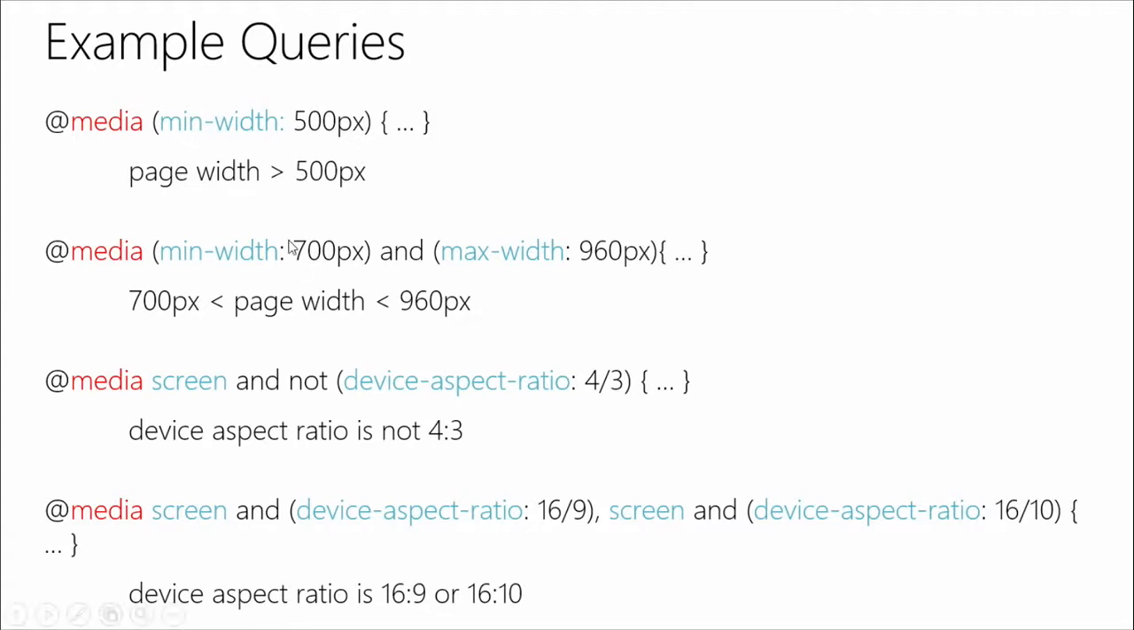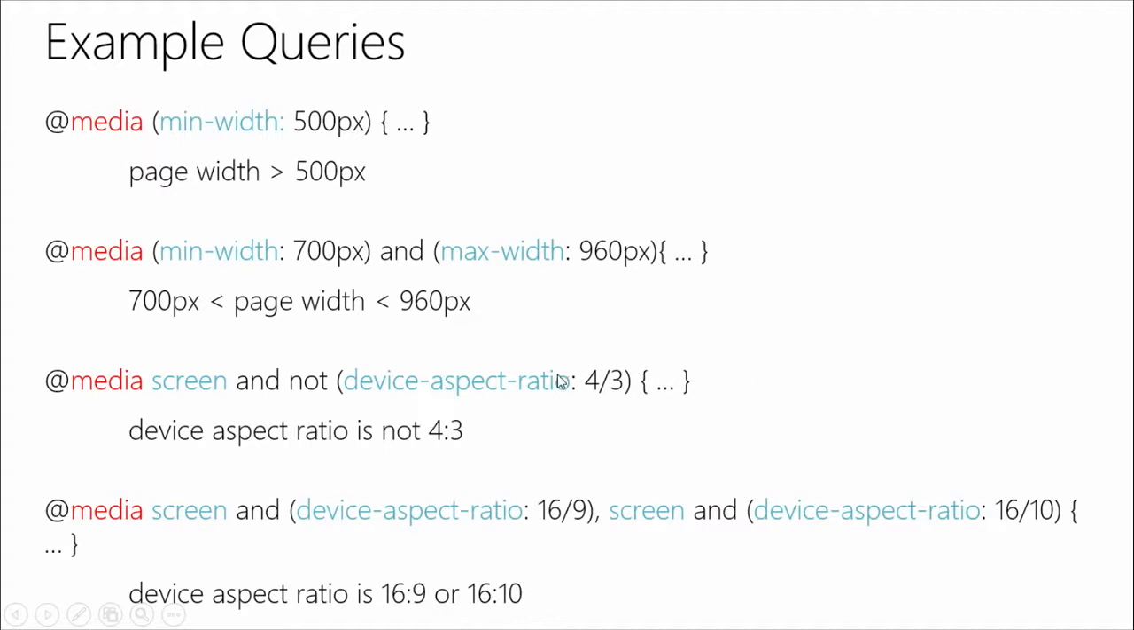And you'll notice that I don't have a media type on there. If you don't have a media type on there, that just applies to all media types. Whereas in this third example, I have media screen and not device aspect ratio 4/3. So that says as long as this device is a screen, which is self-explanatory, and the device aspect ratio is not 4:3, so if it's not the old school monitor size, then apply these properties.